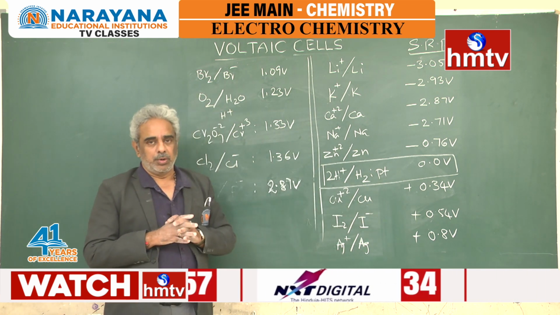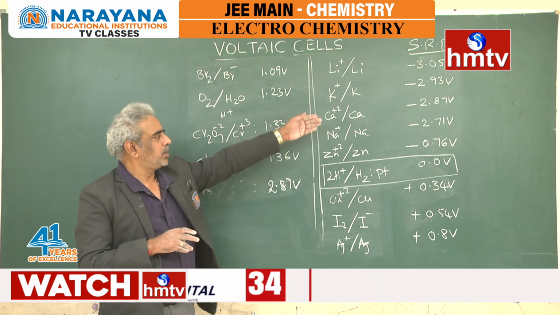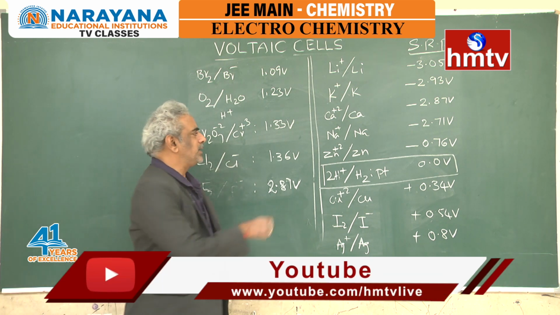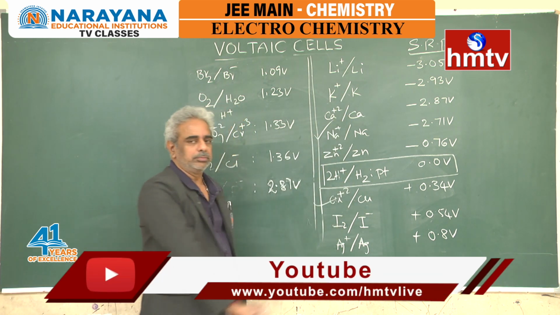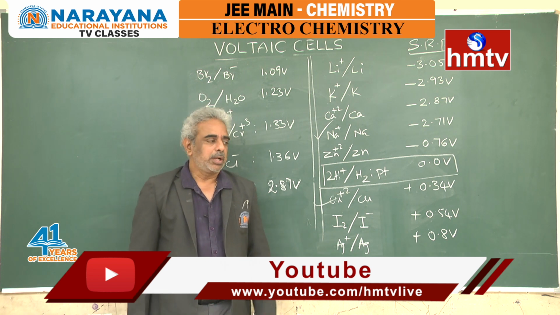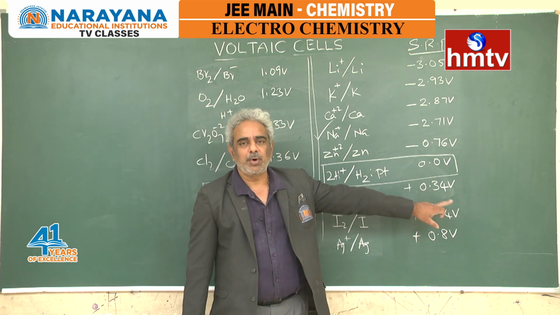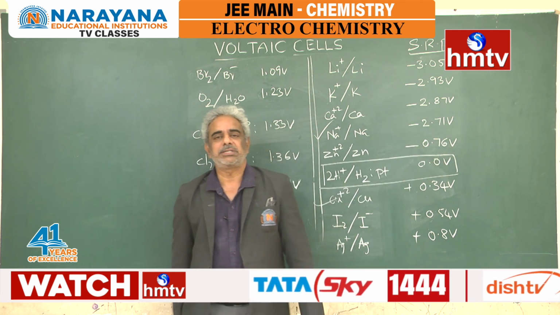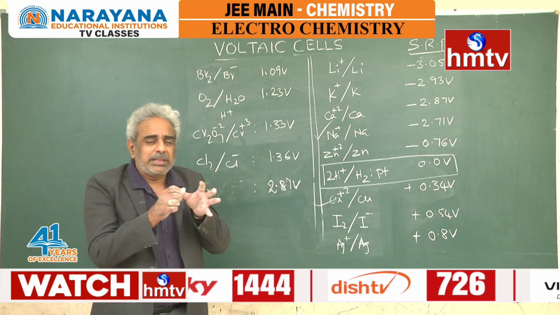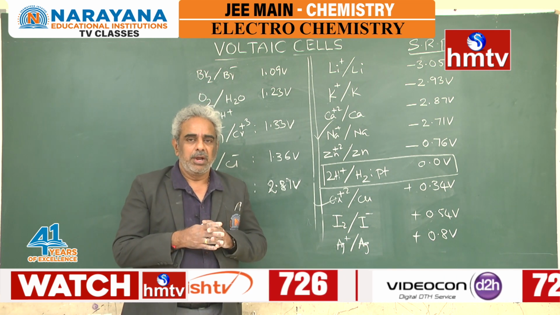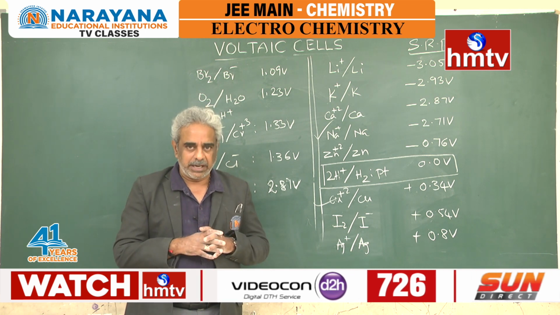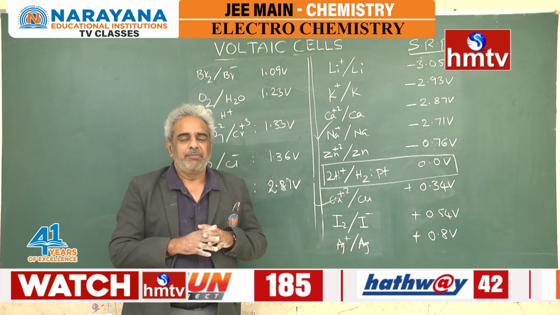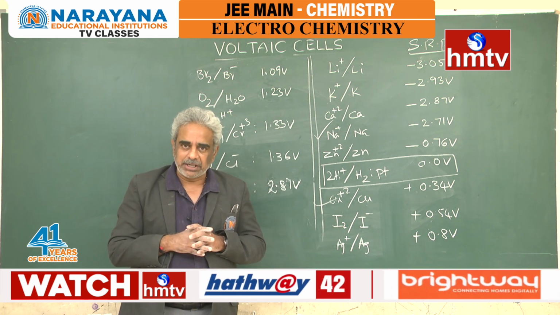What else can you conclude? Suppose I select any two electrodes randomly. I will select a sodium electrode and a copper electrode. The copper electrode's reduction potential is 0.34. The sodium electrode's reduction potential is minus 2.71. The one with more reduction potential will tend to undergo reduction. The metal with less reduction potential will tend to undergo oxidation.